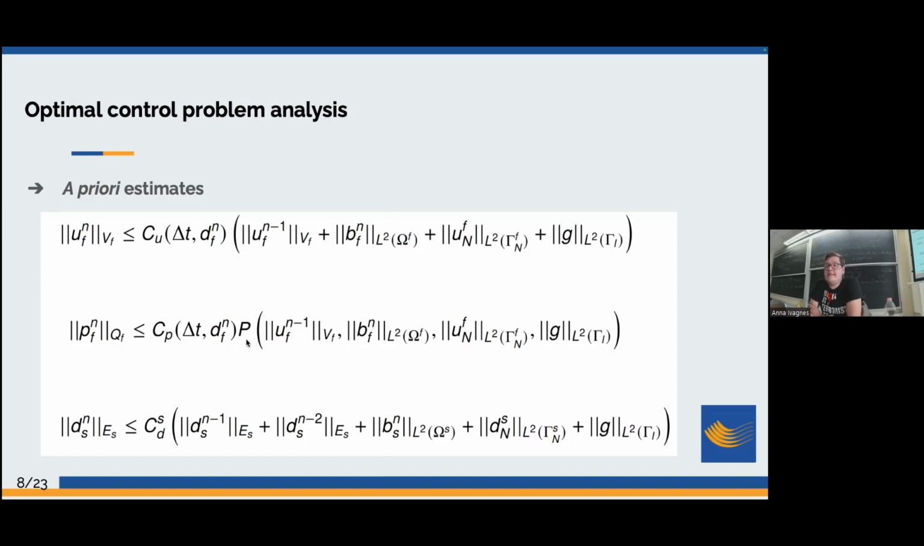Here P is the second order polynomial, which depends on these variables, and here same. The structure displacement is bounded by the known values from the previous time step and our control variable here G.